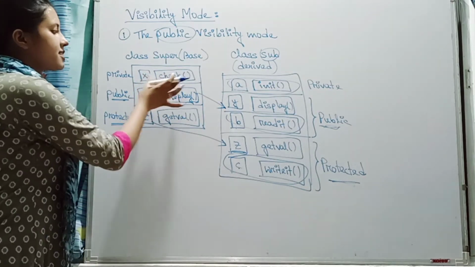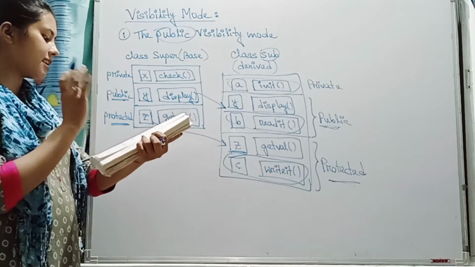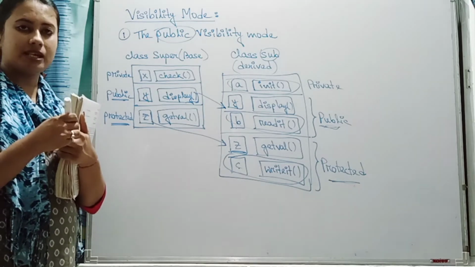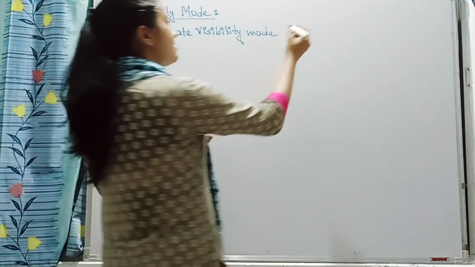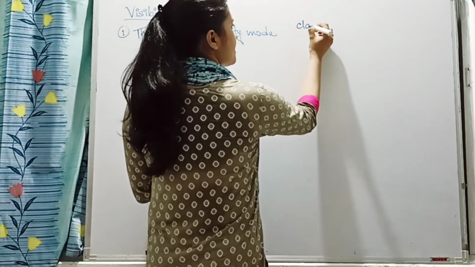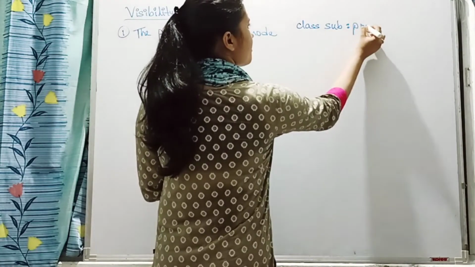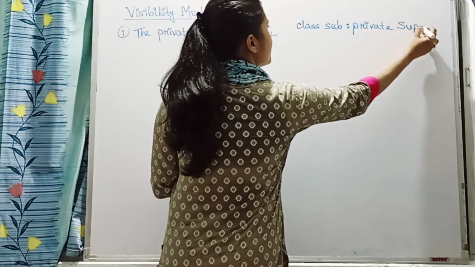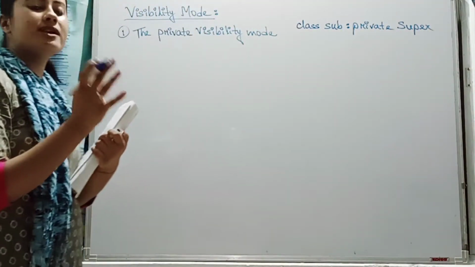Okay, private section data cannot be accessed by the derived class. So this is the thing we use in the public visibility mode. For the private visibility mode, whenever we define the subclass like this, class sub, and we are defining private super, it means we are deriving the base class super privately. So what will happen?